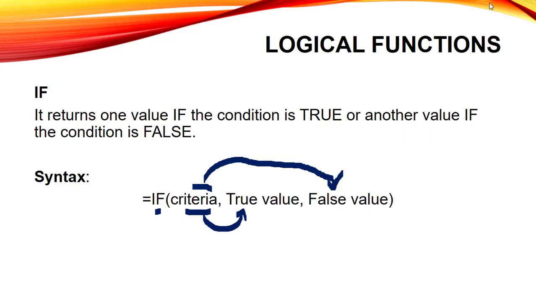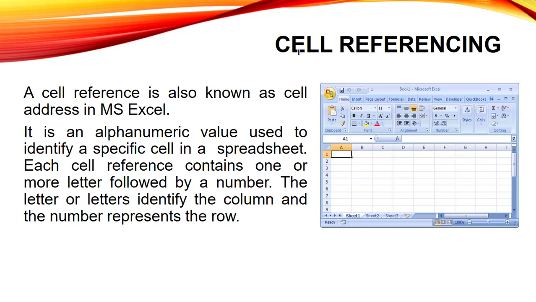After this, our second concept is cell referencing. In general, whenever we are discussing an MS Excel sheet, we have to work with cells, rows and columns. So in MS Excel, every cell has a unique address and that cell address is termed a cell reference. So a cell reference is also termed a cell address. This cell address is an alphanumeric value which is used to identify a specific cell in a spreadsheet. As you can see, here we have selected the cell A1 and the address of this cell, A1, is written over here.